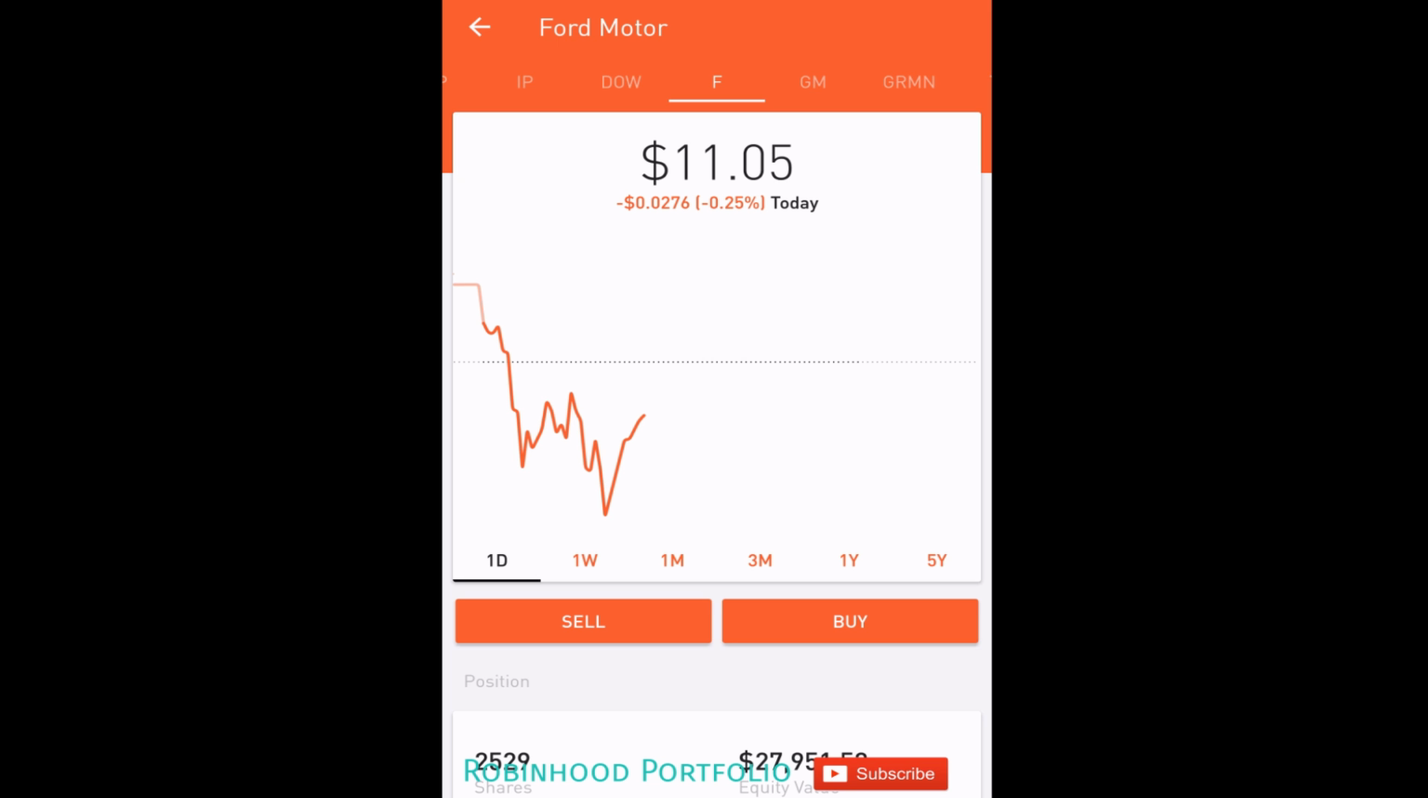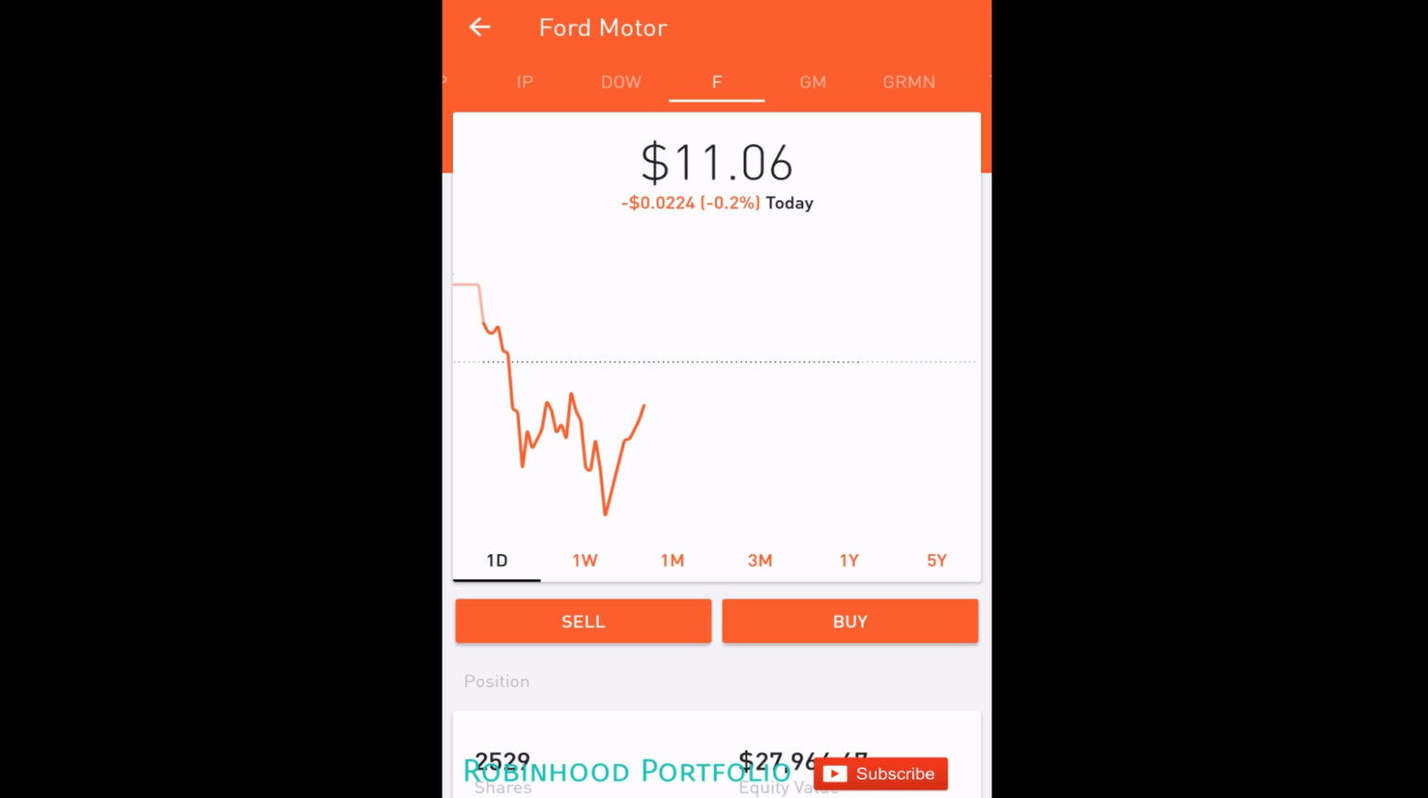Robinhood's 11.04, 11.05. Let's see what the price movement has been in E-Trade. E-Trade, now it's 11.055, and you can see here fairly quickly it was updated. So that's a pretty big highlight about Robinhood not having the best up-to-date information, but you can see here it's fairly up-to-date and fairly accurate.